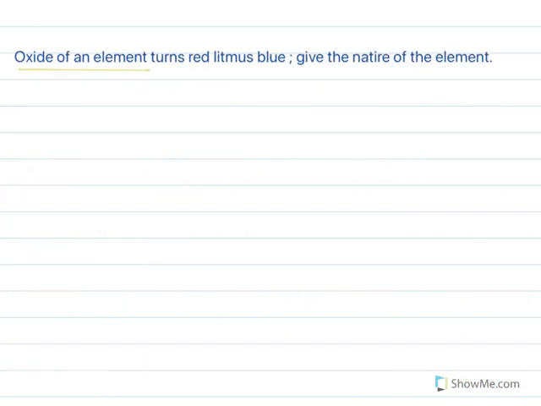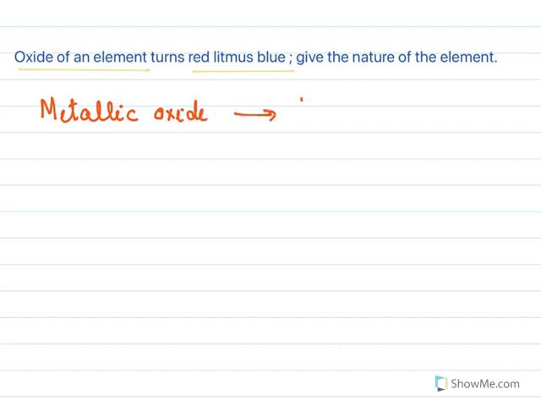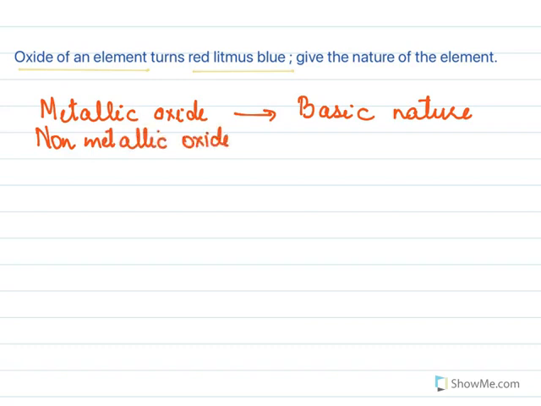Oxide of an element turns red litmus blue. Give the nature of the element. Before we answer this question, let's just revise. We know metallic oxides are basic in nature and non-metallic oxides are acidic in nature.